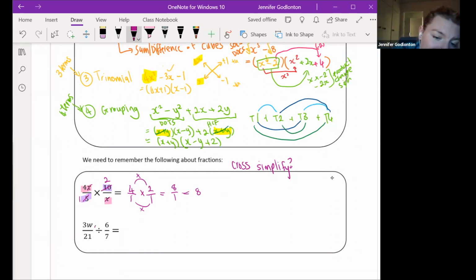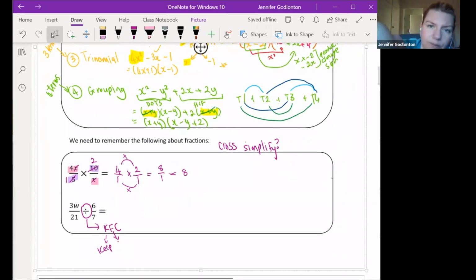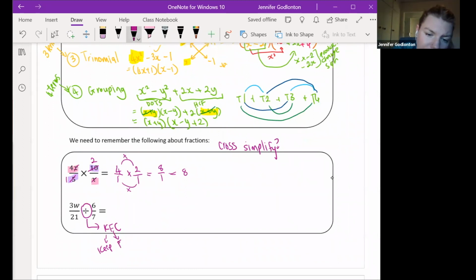If we have a divide sign, we are going to think KFC. That's keep, flip, change. Or tip and times, if you've done tip and times at school. We're going to keep the first fraction, change the sign, and flip the second fraction. And then we're going to do exactly what we did just now.